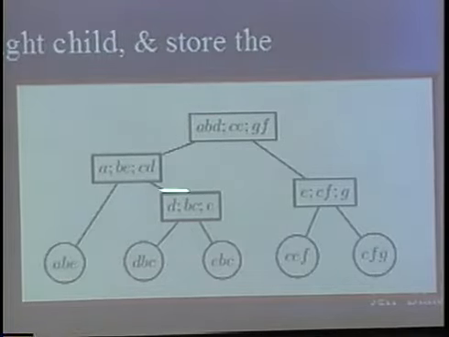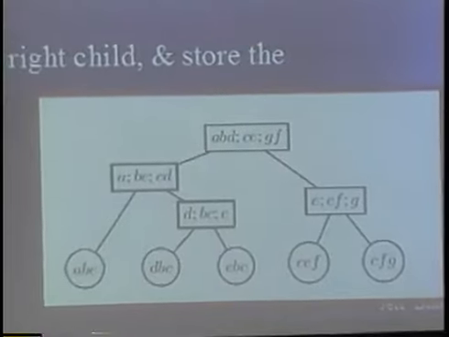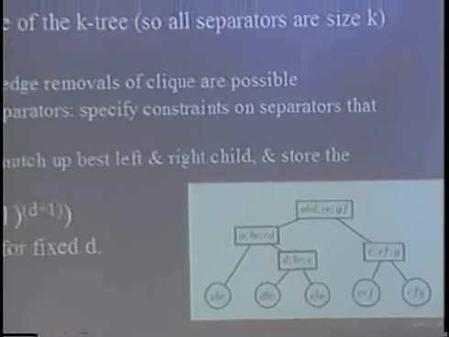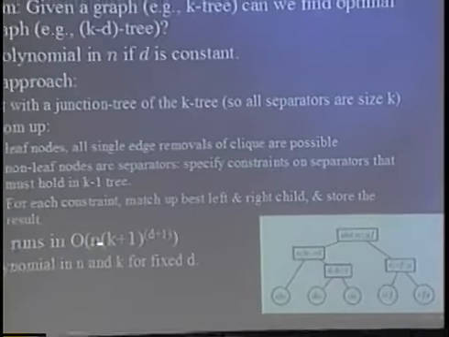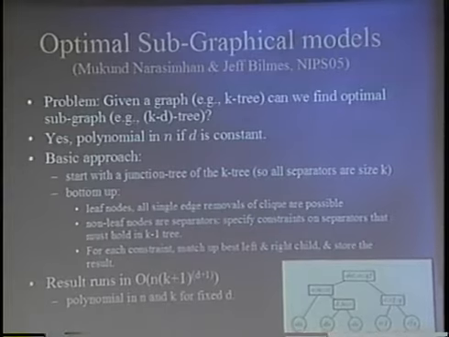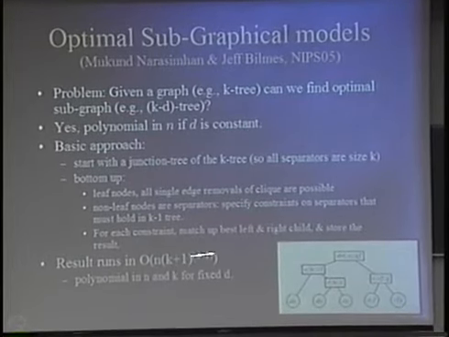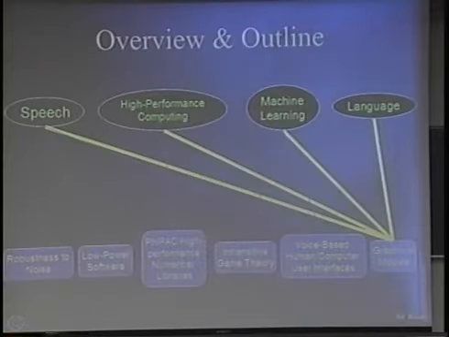Then in each of these non-terminals, you just look for the constraints which are satisfied and propagate them up. We proved that this can be solved in order n times (k+1) to the d+1, where d is the step. So if you're going from a k-tree to a (k-1)-tree, then d is equal to 1. So it's basically polynomial. That's another positive result we have.